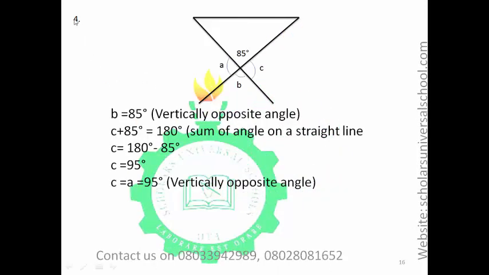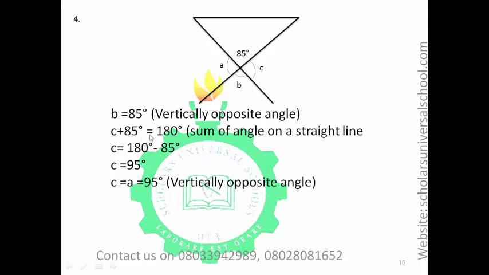The fourth example, angle B is equal to 85 degrees. Reason is what? Vertically opposite angles. The way we used to do it, we can choose to cut out this again. Here we have 85 degrees plus C. And what can we say about the property? It is sum of angles on a straight line. So we have C plus 85 degrees is equal to 180 degrees.